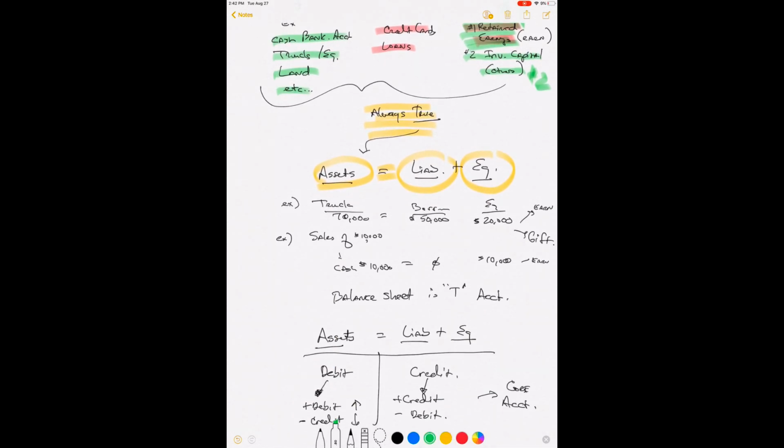So really that serves as the basis of our lesson for accounting. So what are some examples we look at? Well, a truck, for example. If you bought a truck for $70,000 and you borrowed $50,000 to get that truck, then therefore you must have gotten $20,000 from either earnings, you already have it, or someone gave it to you as a gift or invested in you.